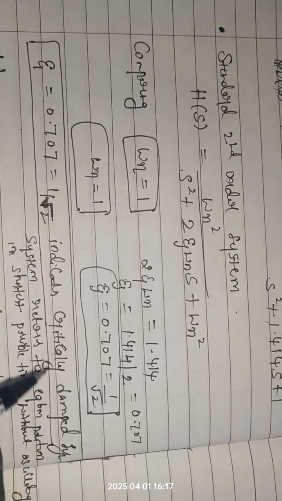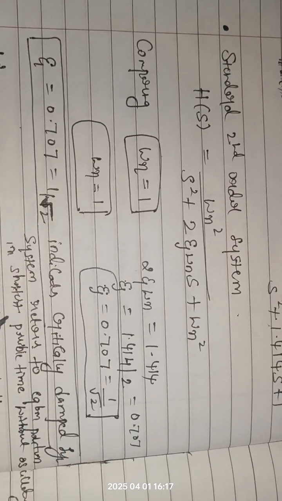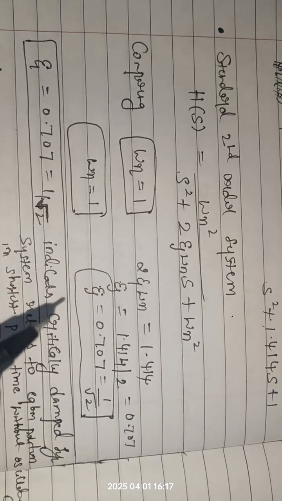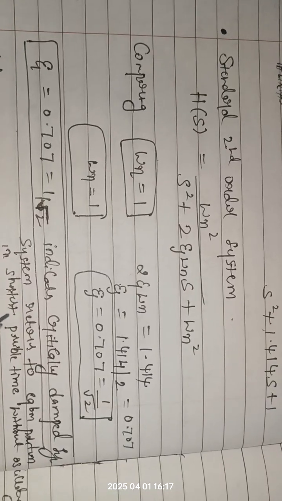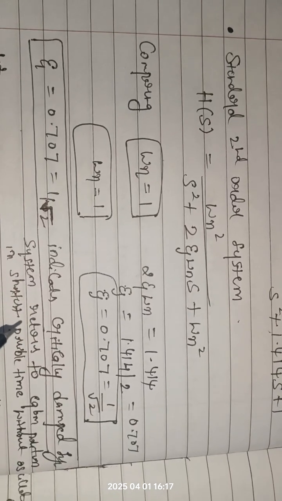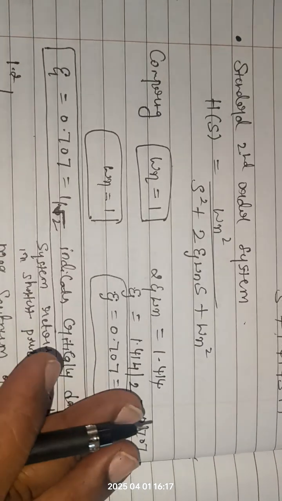What is the meaning of this? A critically damped system returns to its equilibrium position in the shortest possible time without oscillating. So in a critically damped system there is no oscillation and there is no overshoot. It attains its equilibrium position in the shortest possible time. Okay, so that is the MATLAB code we'll see, and the frequency response of the second order system.